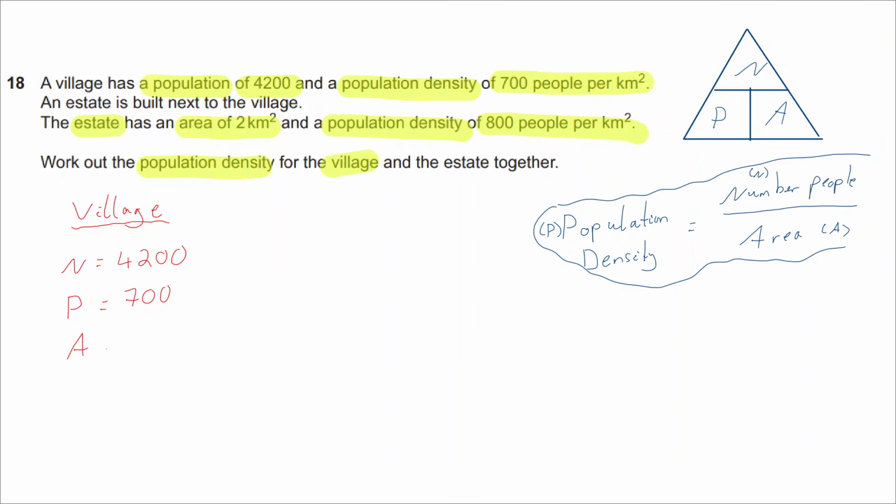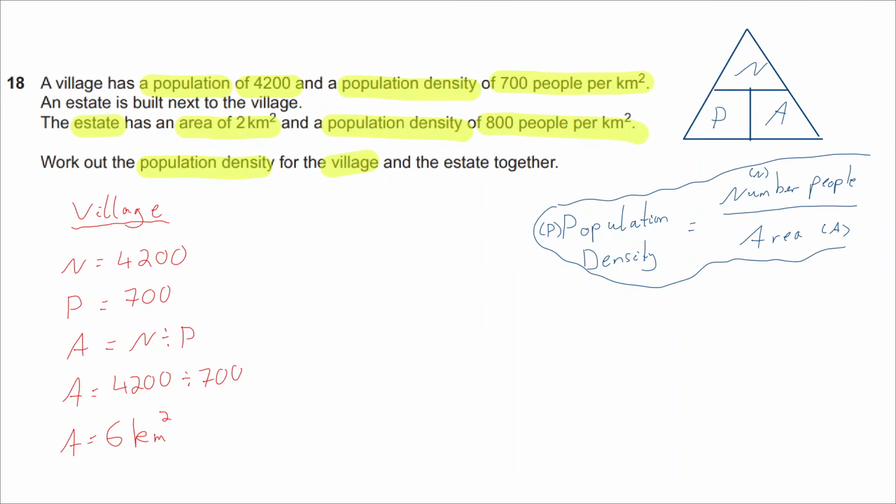So to get the area, it's going to be the number of people divided by the population density. So A is N divided by P. So A is equal to 4,200 divided by 700, which is 6. The unit for area here is going to be kilometers squared. Okay, cool. That's for the village.